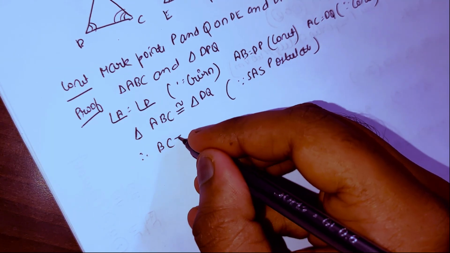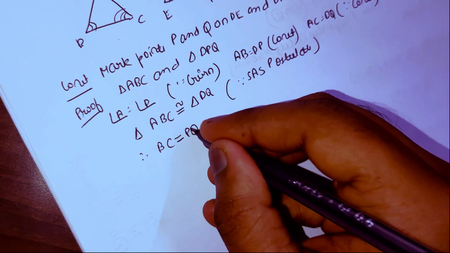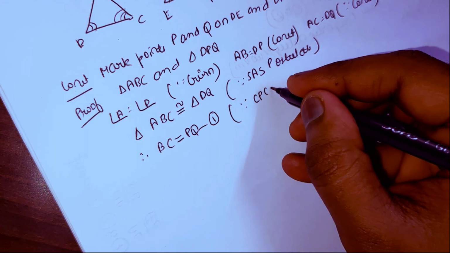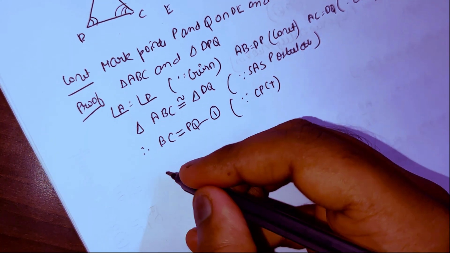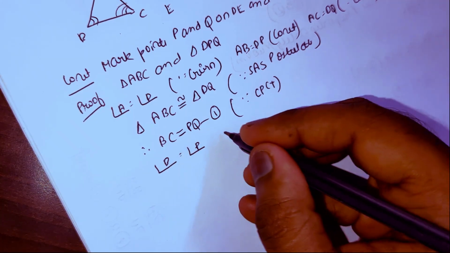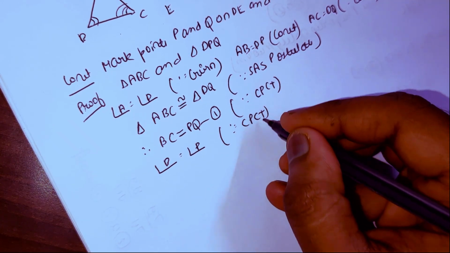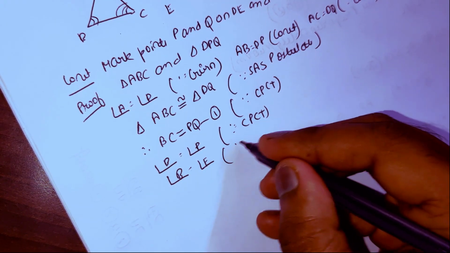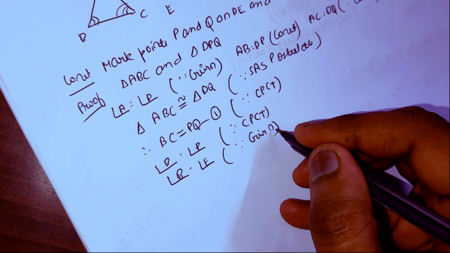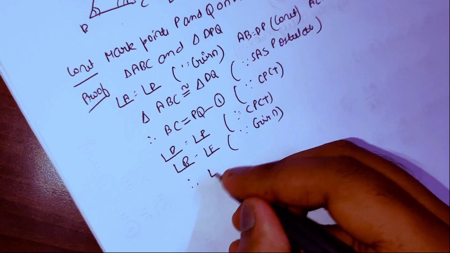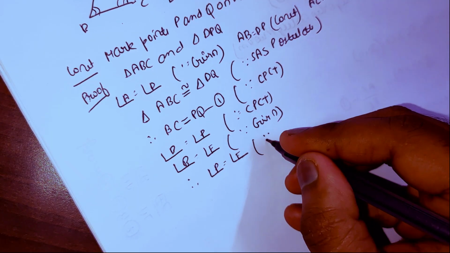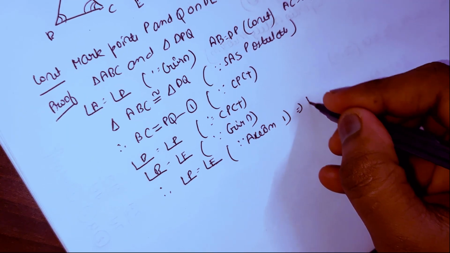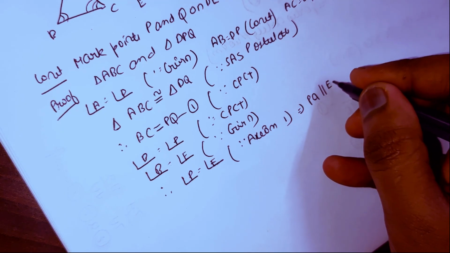Therefore, BC is equal to PQ by congruent parts of congruent triangles. Angle B is equal to angle P by the same CPCT. Angle B is equal to angle E, that is by given. Therefore, angle P is equal to angle E by axiom 1. This implies PQ is parallel to EF.